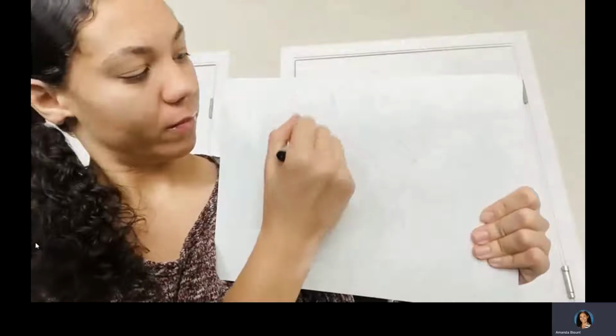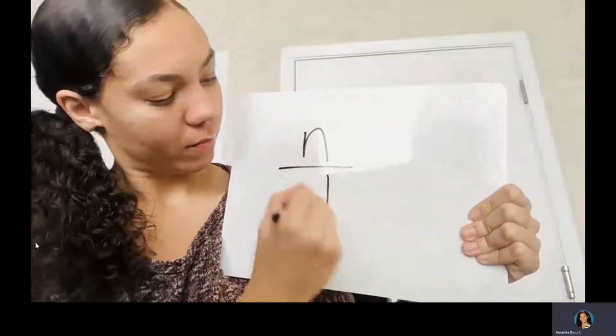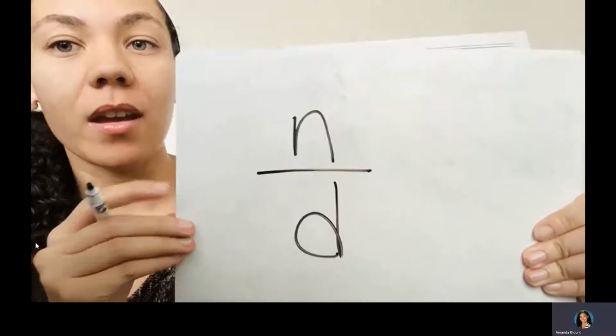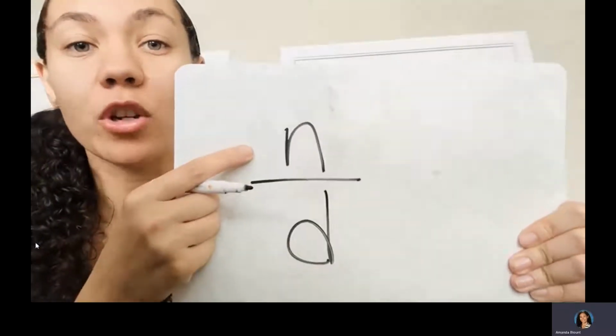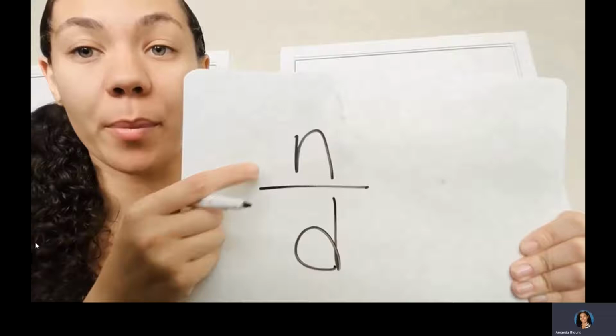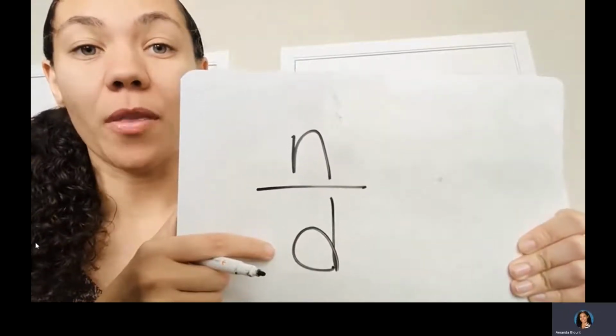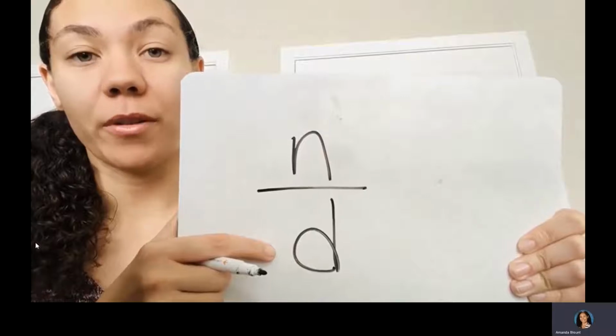I want to review one thing with you. Okay, right here I just wrote n over d. This n stands for numerator. Numerator is the number on top of the fraction bar. Denominator is the number on the bottom of the fraction bar.